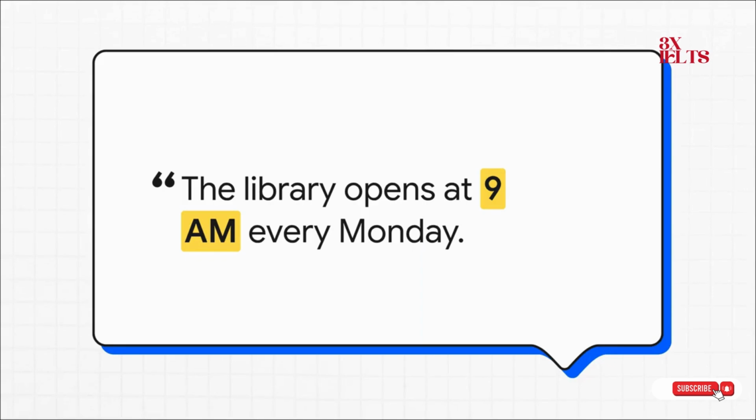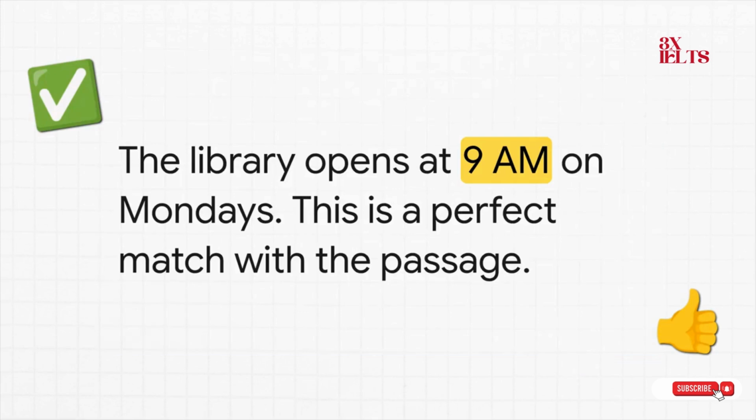All right, let's make this crystal clear. Imagine our reading passage is just one simple sentence. The library opens at 9 a.m. every Monday. That's it. That is our entire universe of facts. Now, let's test a few statements against it. First up, a true statement. The library opens at 9 a.m. on Mondays. Does it match our text? Yes. The meaning is identical. It's a perfect match. That is a clear true.